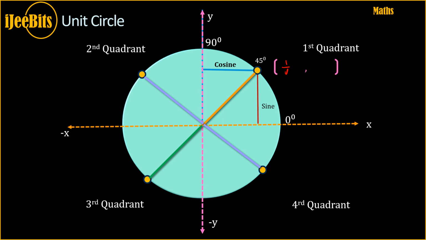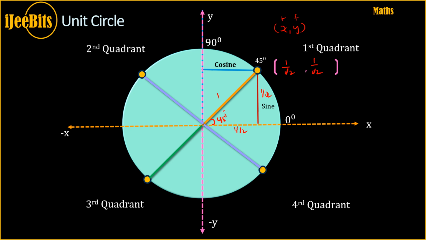If this is 1 by root 2, 1 by root 2, right? Because sine 45 or cos 45, both lengths are 1 by root 2. This is 1, this is 1 by root 2, this is 1 by root 2. Then this point is x, y: 1 by root 2, 1 by root 2. This is a positive coordinate, the first quadrant where x and y are positive, right? Plus plus.